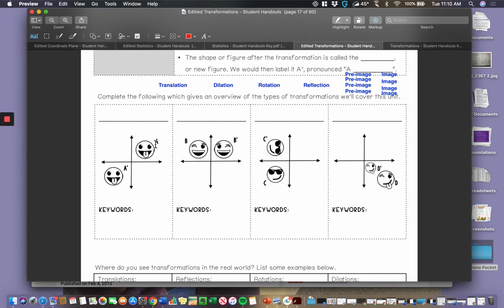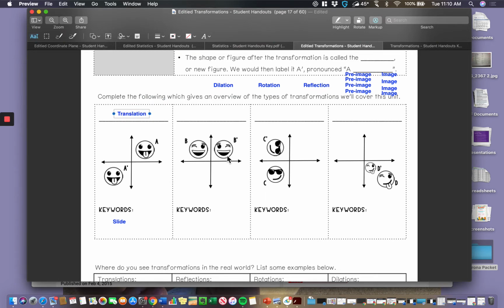Think about a playground and what types of things in the playground would look something like that, kind of like a downward slope. If I had to write a key word to describe this type of transformation, I would say that it looks like a slide. That's going to be my key word for this type of transformation. When I'm sliding these, these are called a translation.